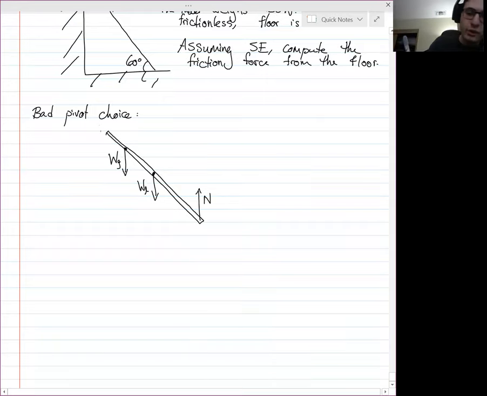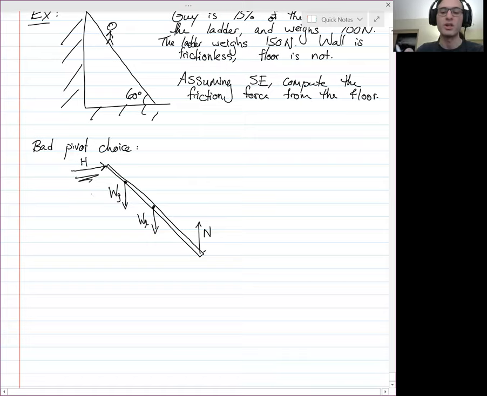Now, the ladder is also touching the wall, so there could be a horizontal contact force from the wall. We know that there's no friction force from the wall, but there is a horizontal pushing force. The ladder's pushing against the wall. And further, we know that there is going to be some sort of friction force. We can almost guess what direction it is, because if this is the only other horizontal force, the friction force will have to be this way to cancel it out. So we'll call this force here at the base of the ladder F. This angle here is 60 degrees, because we're going to need that. So far so good.